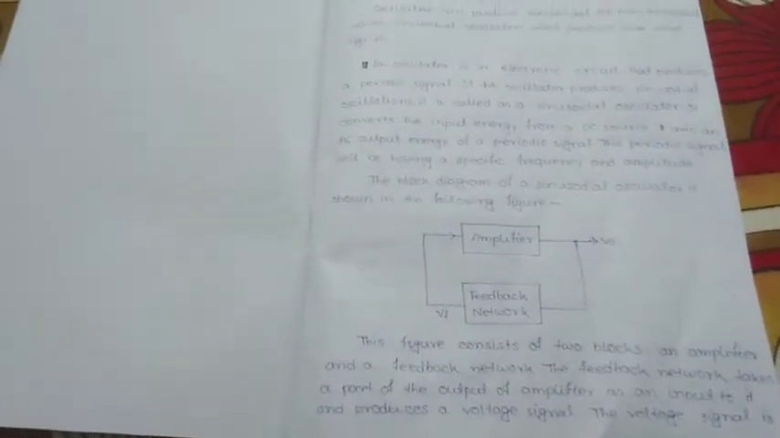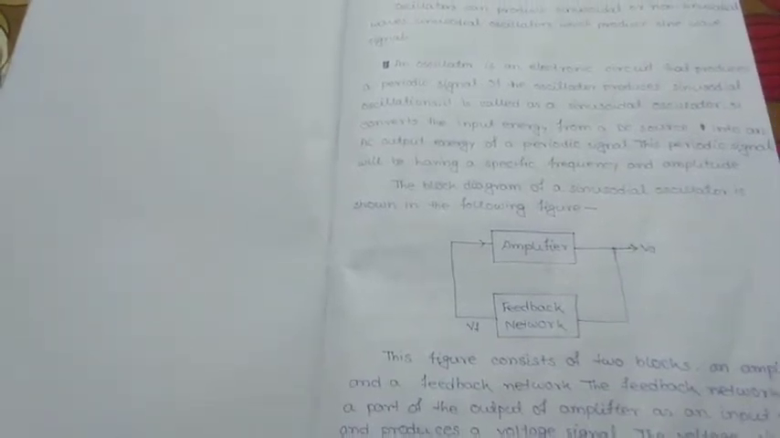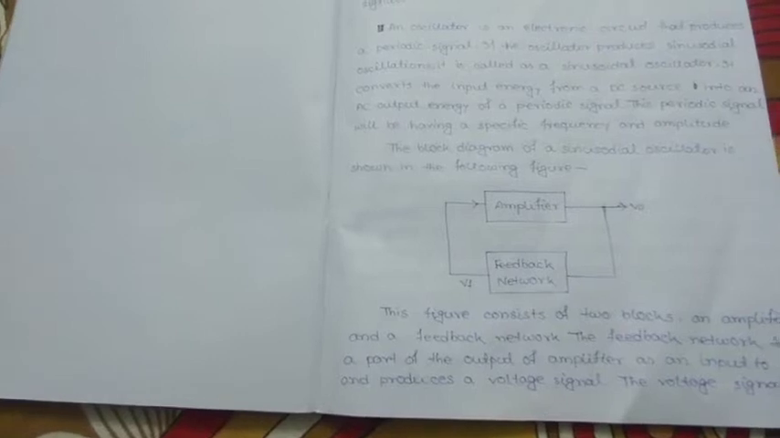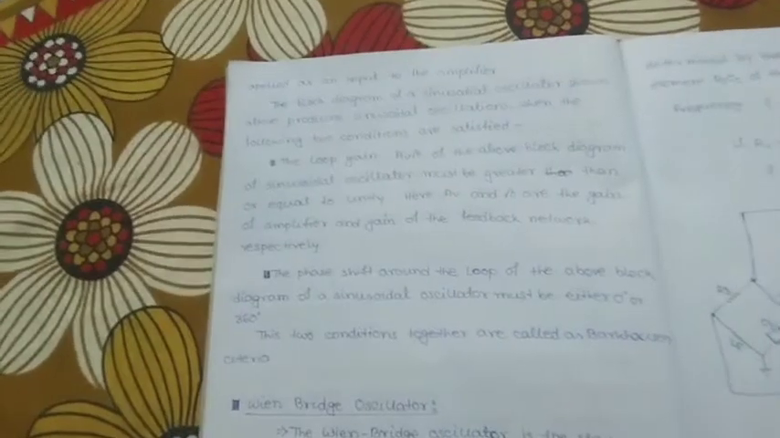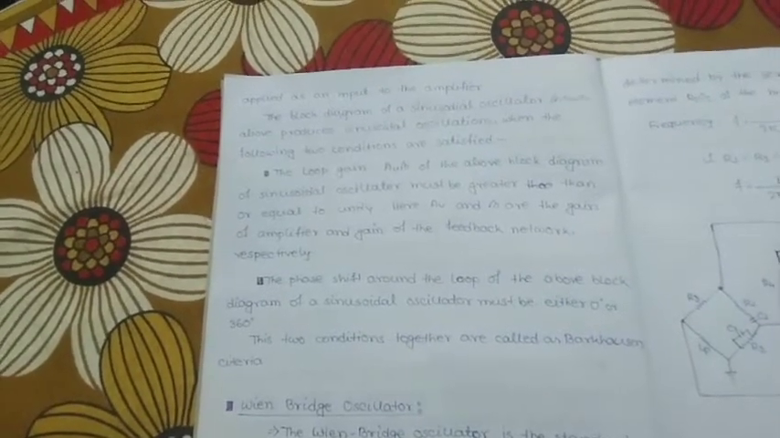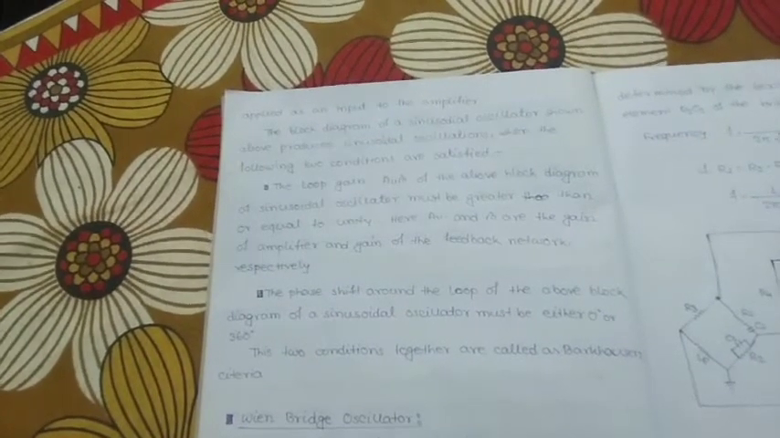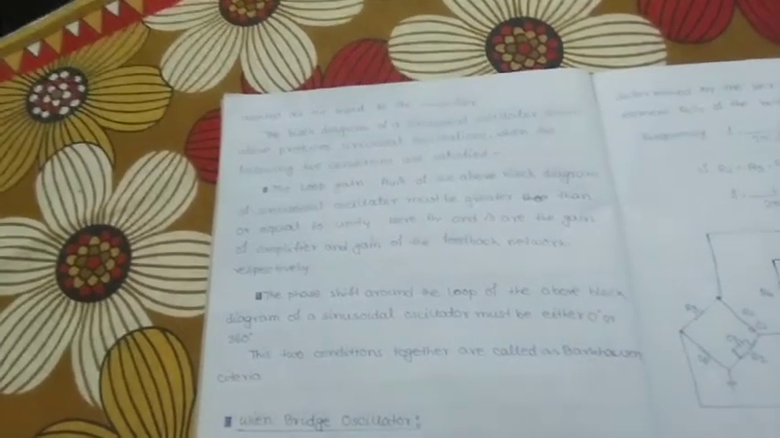That figure mainly consists of two blocks, an amplifier and a feedback network. The feedback network takes a part of the output of the amplifier as an input to it and produces a voltage signal. In electronics, the Barkhausen stability criterion is a mathematical condition to determine when a linear circuit will oscillate.